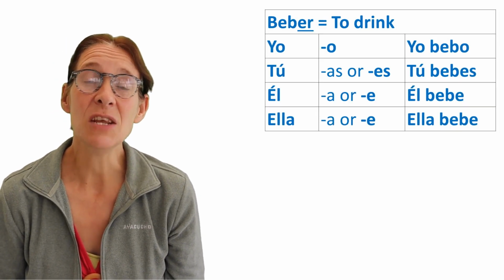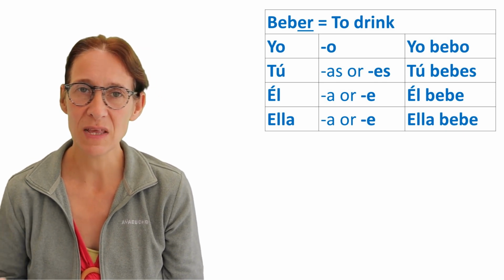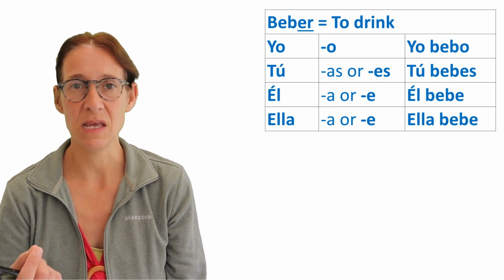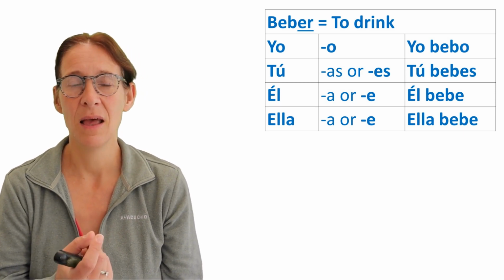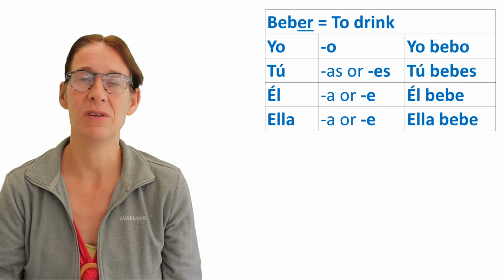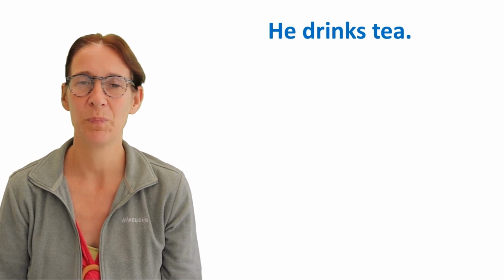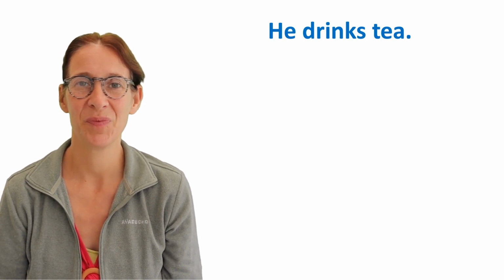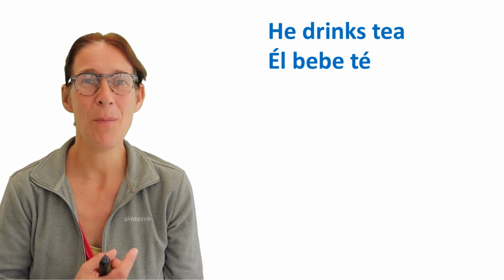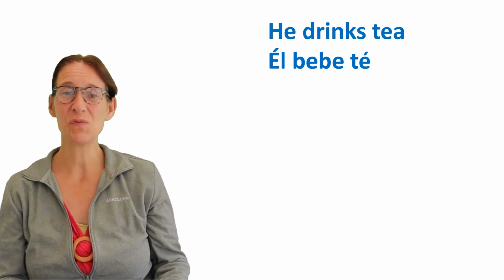And then he drinks is just the E ending. So lose the ER and add on the E. So we have the stem, beb, and then e, and then our beverage. So let's say tea, which is té in Español. So he drinks tea. Él bebe té. And we're getting useful Español.